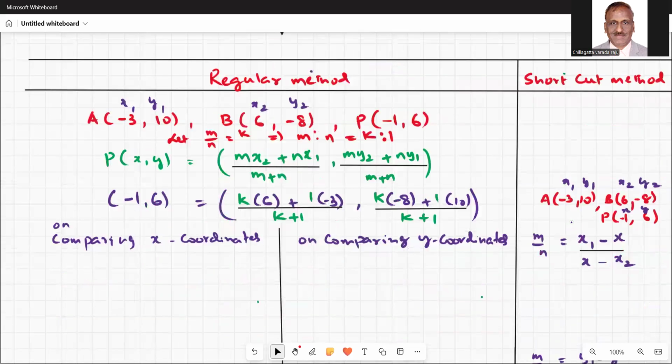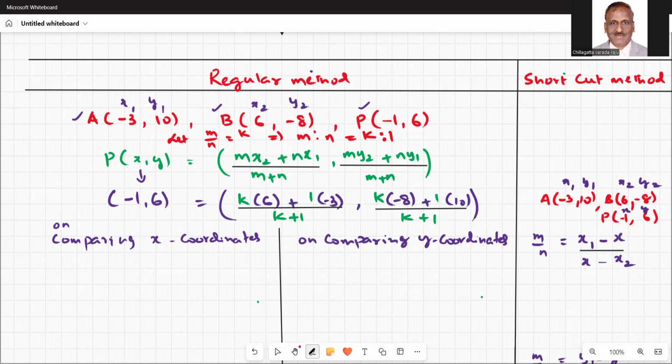All of you know this section formula. When a point P divides the line joining two points in a certain ratio, P(x, y) is equal to (mx2 plus nx1) by (m plus n), (my2 plus ny1) by (m plus n). For the given points A, B and the point P, the point P is substituted in place of P(x, y), that is (-1, 6), and in the formula the coordinate values are substituted here.